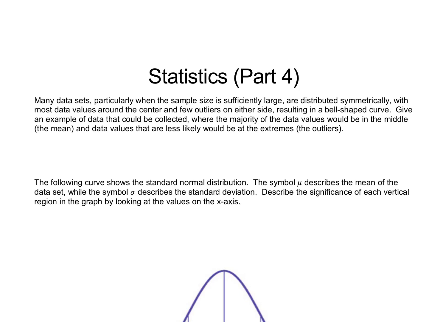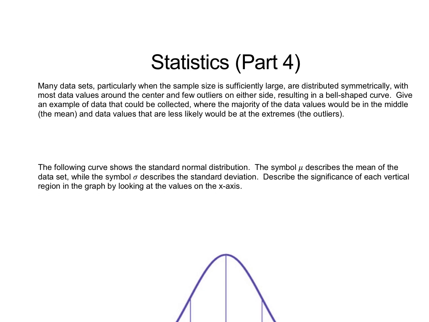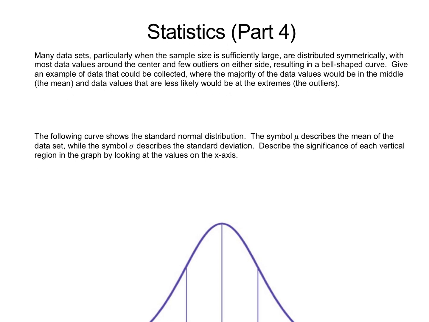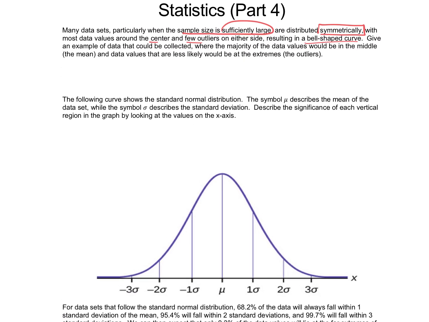All right, for statistics part 4, we're going to look at a particular type of distribution called a normal distribution. Sometimes when we have a sample size that is sufficiently large, the data are distributed symmetrically. Remember, symmetrically means the same on both sides. With data, most values are around the center, with a few outliers on either side, which results in this bell-shaped curve, which you can see down below.